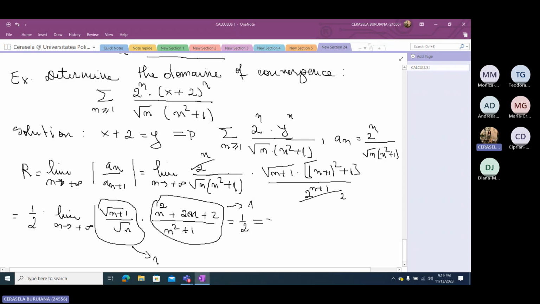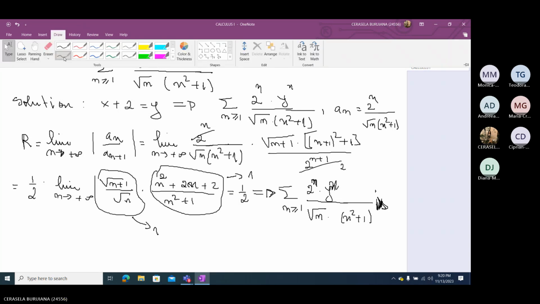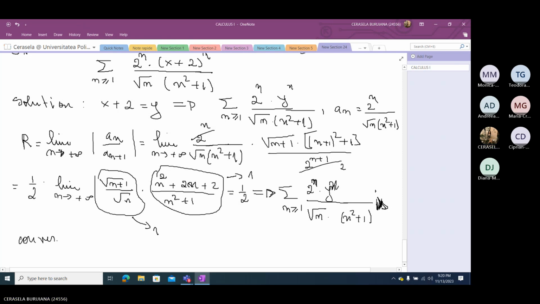So if we remember Abel's theorem, it implies immediately that the series in y, the series of 2 power n times y power n, everything over square root of n times n squared plus 1, is convergent for y in the interval minus 1/2, 1/2, and divergent.